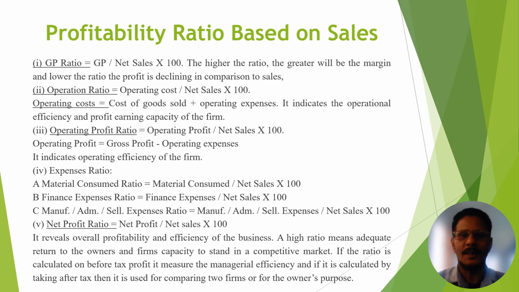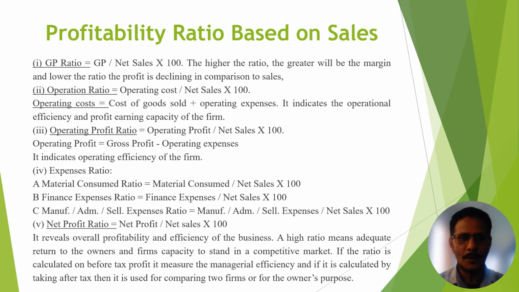Now, on the basis of sales, the last one is net profit ratio. For calculation of net profit ratio, this is a simple formula: net profit divided by net sales multiply 100. This is all the ratios on the basis of sales.